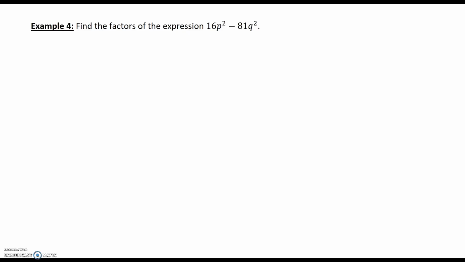This example looks a little bit different because it's got combinations of numbers and letters, and it's got two of them. So we have 16p squared minus 81q squared. Well, 16p squared, if we were to write that as a perfect square, it would be 4p. So write that as 4p and put parentheses around the whole thing and square it. Minus 81q squared. Well, 81, that's going to be 9q.